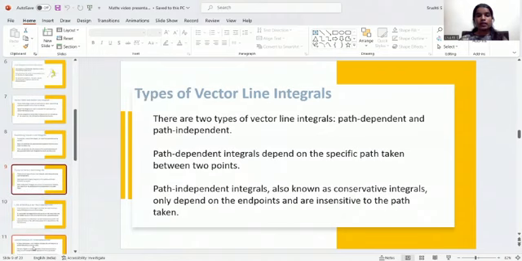Types of vector line integrals. There are two types of vector line integrals, path dependent and path independent. Path dependent integrals depend upon the specific path taken between two points. Path independent integrals, also known as conservative integrals, only depend on the endpoints and are insensitive to the path taken.